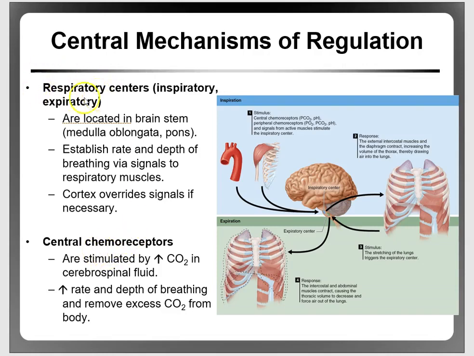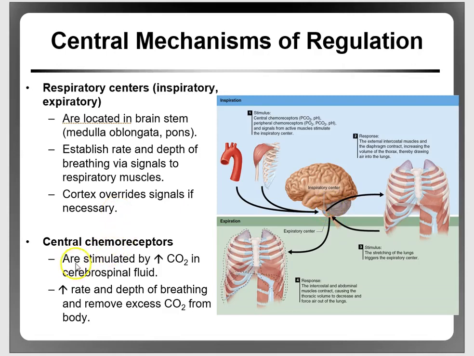All right, so we've covered these respiratory centers. There are inspiratory and expiratory centers. Those are located in the brainstem, the medulla oblongata and the pons. They help establish the rate and depth. In some physiology classes, we go into more detail. There's actually a third center involved here, but we won't get into that. And then, of course, I talked about the cortex being able to override that because you can hold your breath, right?